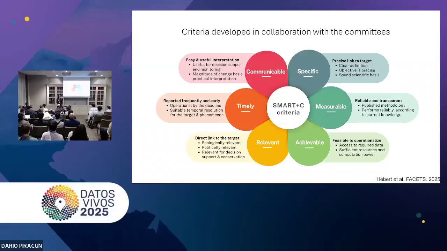Measurable, so it's a reliable and transparent metric. Achievable is something that's actually feasible operationally. Relevant to the target, but also timely enough to make decisions, so the time is relevant for the process.